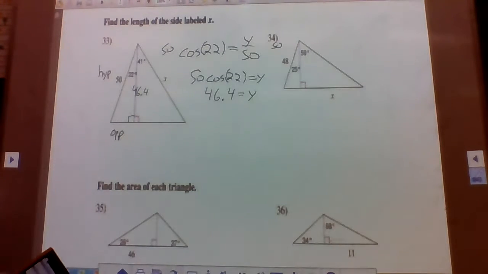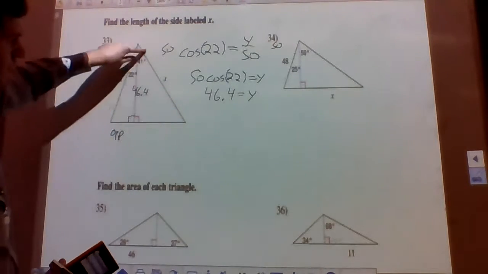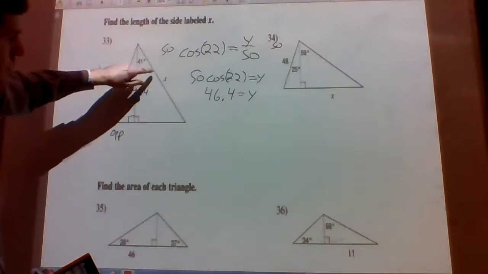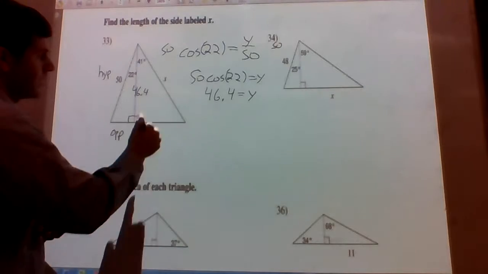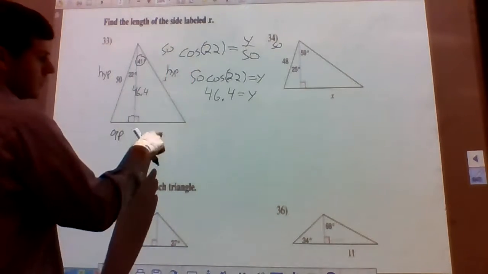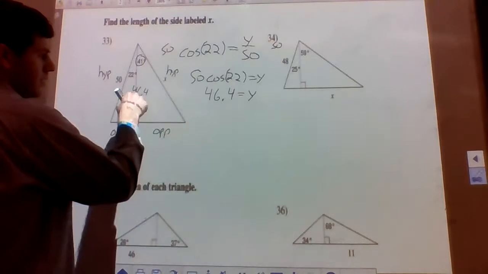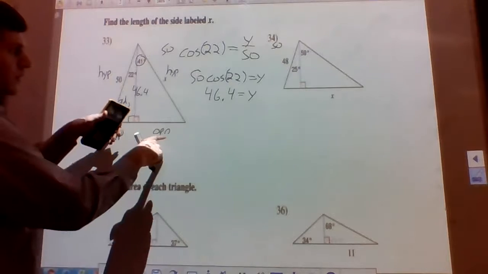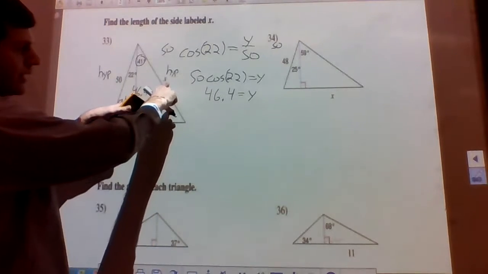So now let's look at the second triangle. So this triangle here, we have another right triangle. Okay, so the angle is 41. Across from the right angle is the hypotenuse. The angle we have is 41, so this is going to become opposite. And the 46.4 becomes the adjacent. So here again, we have 46.4 and x.